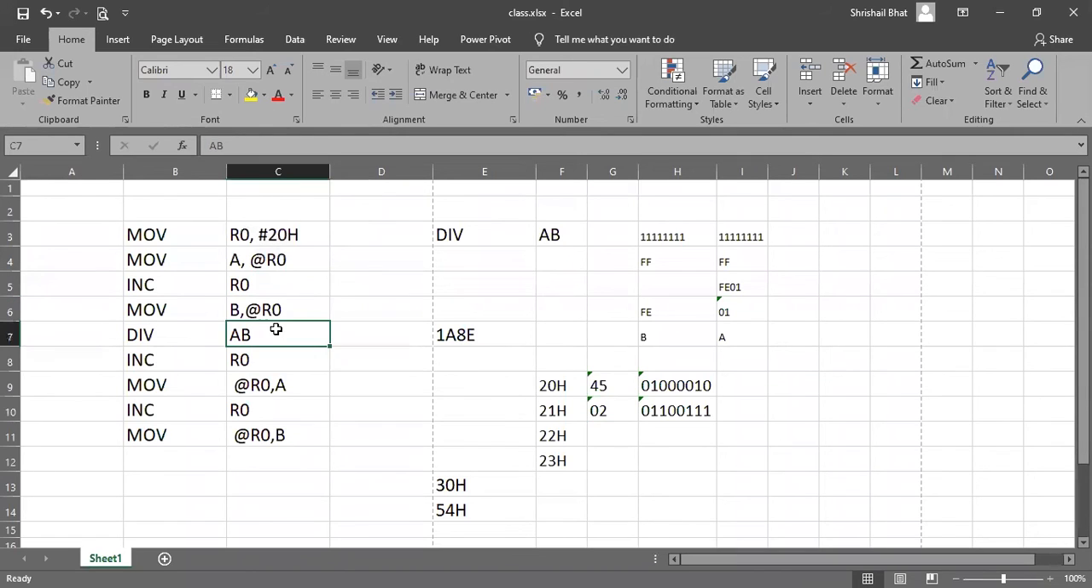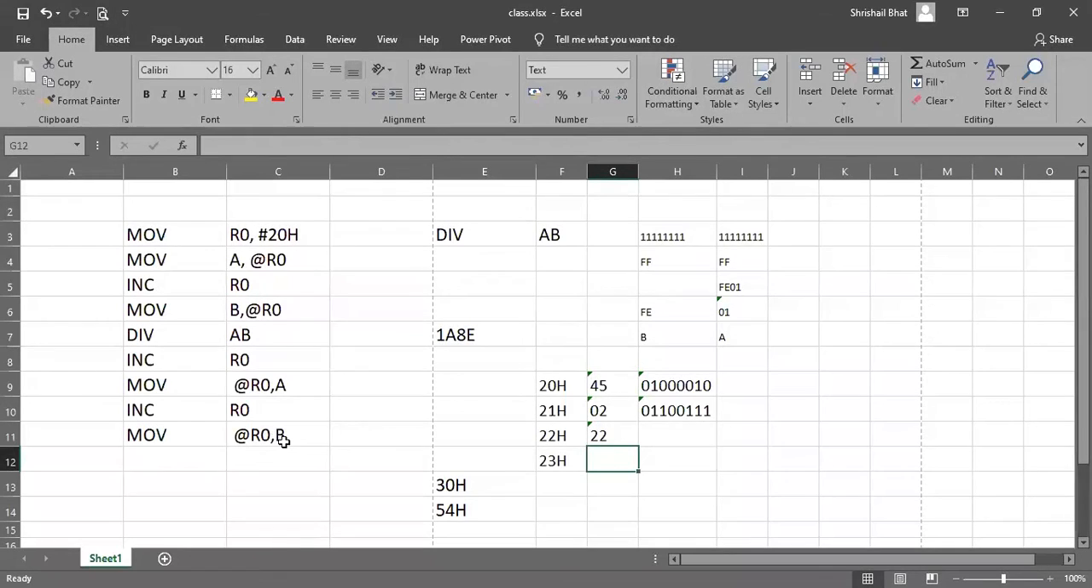Then write DIV AB. DIV AB will divide register A by register B, and store the quotient in A and remainder in B. Now my quotient is 22. 22 will be stored in A and 1 will be stored in B. So I want to copy that 22 into the next memory location. So 22H will become 22. Okay, it's a coincidence here. Then increment R0 to point to 23H, right?